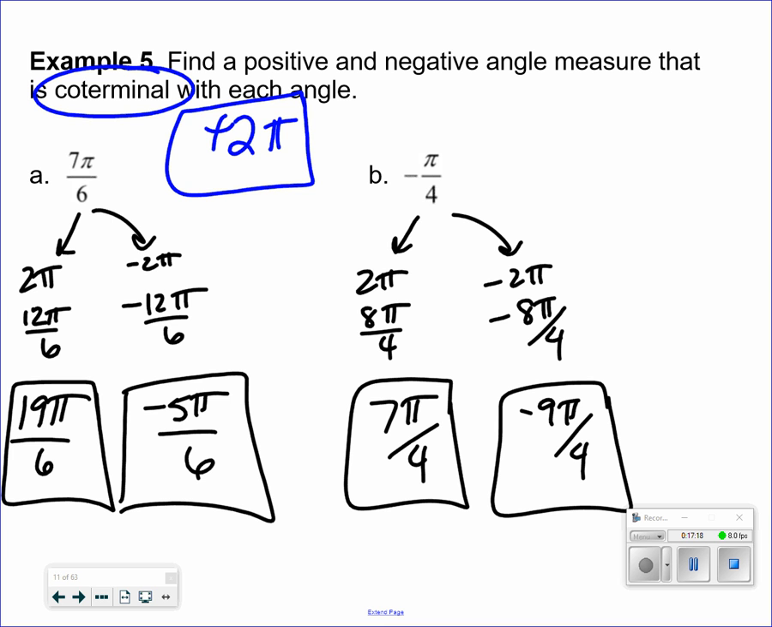Again, just like before when we added and subtracted 360, you might have to add and subtract 360 multiple times. You might have to add 2 pi multiple times in order to get one positive and one negative coterminal angle.